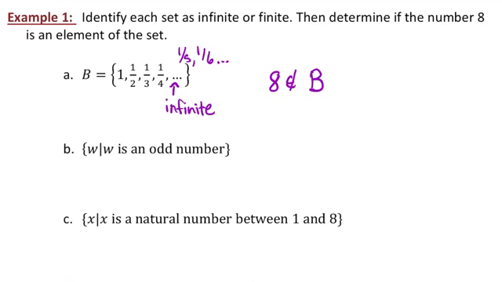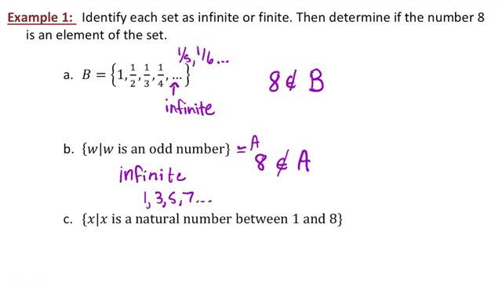Our second set is written in set builder notation. So it says W such that we have the numbers W that are odd numbers. So it's basically the set of all odd numbers, which makes it infinite because it's 1, 3, 5, 7, continues on forever and ever and ever. If we're considering whether or not 8 is in there, again, 8 is not an element of that set. I'm going to go ahead and name it with a letter so I don't have to rewrite the words that represent it, because 8's not an odd number.